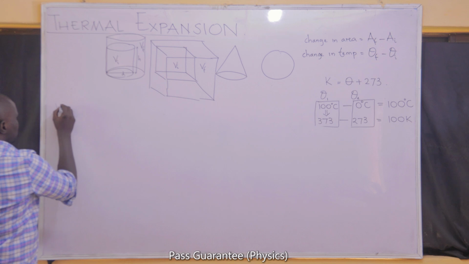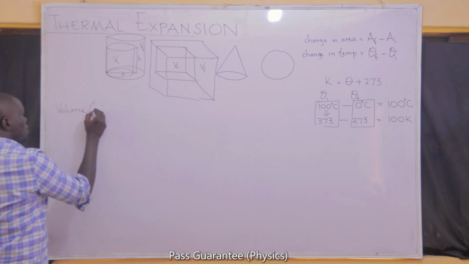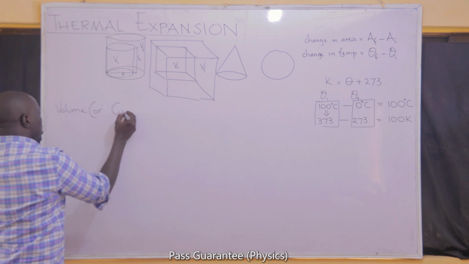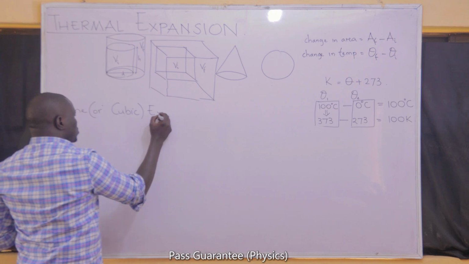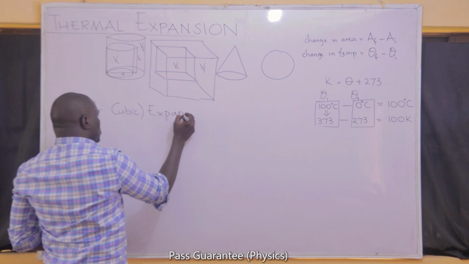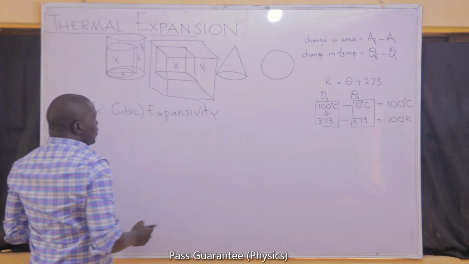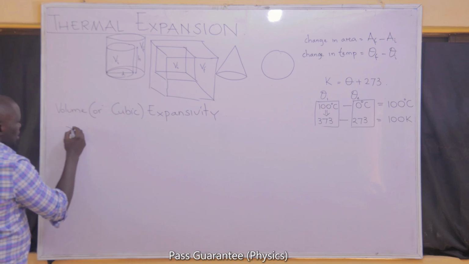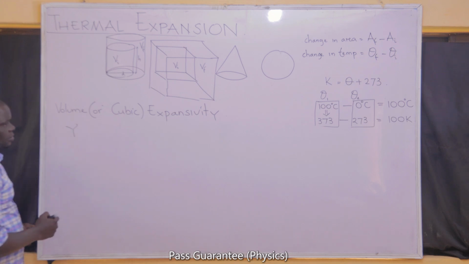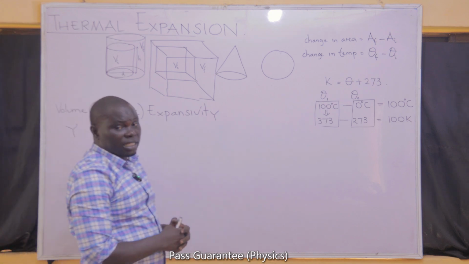The volume expansivity can also be called the cubic expansivity. It can also be referred to as the coefficient of cubic expansivity. It is represented with the Greek letter gamma. The coefficient of cubic expansivity is represented with the Greek letter gamma.